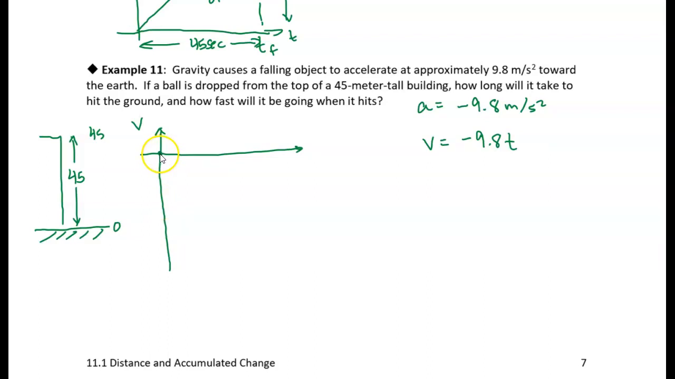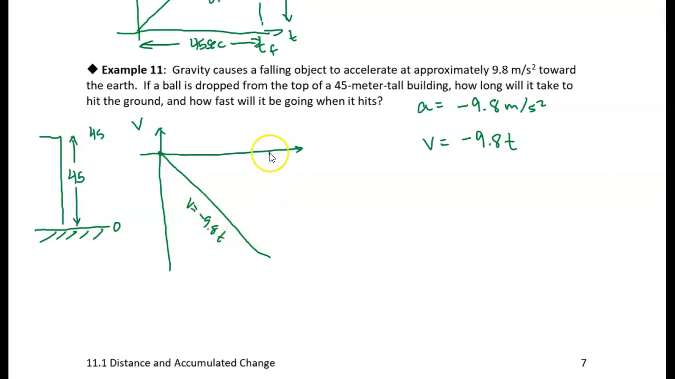I'm starting out here at 0 at the top of the building. My velocity is 0. And then when it's dropped from the top of the building, gravity is pulling it down and accelerating it at 9.8 meters per second per second. So my velocity is negative, and it just becomes faster because it's accelerating. So my velocity is equal to negative 9.8 times time.